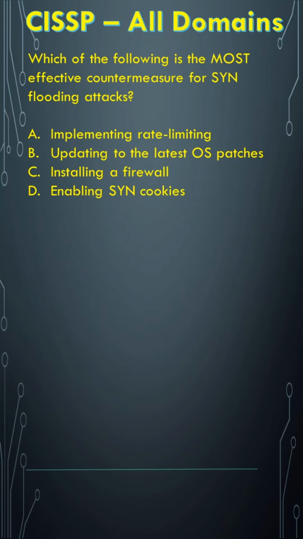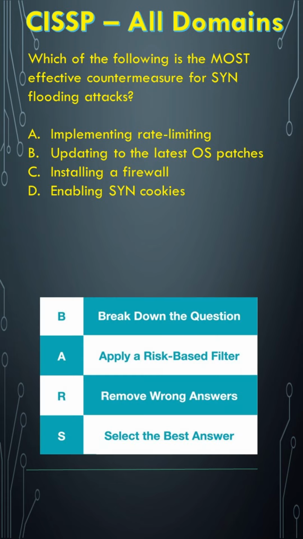Which of the following is the most effective countermeasure for SYN flooding attacks? A. Implementing rate limiting. B. Updating to the latest OS patches. C. Installing a firewall. D. Enabling SYN cookies. Let's break down the question using the bars method.